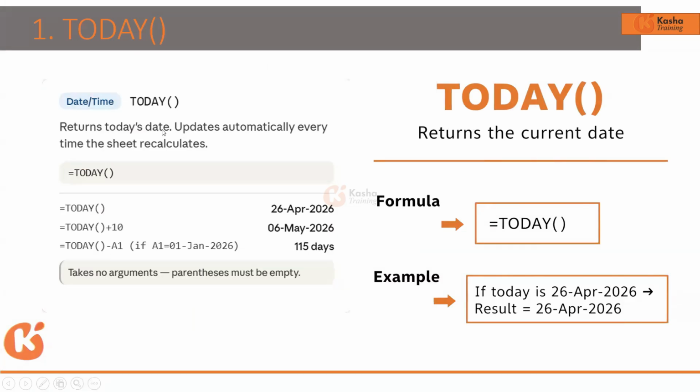TODAY is a function which, if you give it on your Excel sheet, equal to sign TODAY, will show you today's date. Now you can see today's date is coming as 26th of April 2026. There are some other examples also. If you give this minus A1, and A1 is 1st of January 2026, then from today's date it will subtract and give you how many days there are. So it is 115 days. Do not worry, all these functions we're going to see on your Excel sheet also.